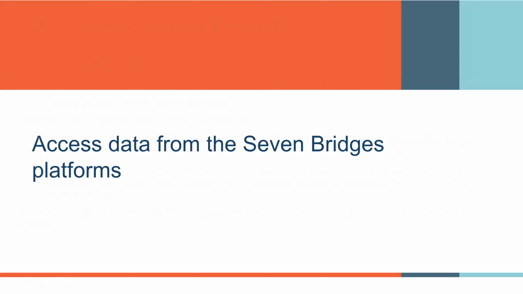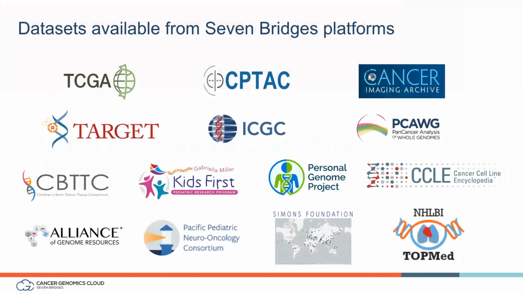So once you've come in and created a project, you can access a whole bunch of different public data sets from the different platforms. So the different platforms allow you access to different data sets, and this is really driven by research area. So a user who is interested in cancer would typically go to the Cancer Genomics Cloud. A user that's doing, let's say, blood research would go to the NHLBI platform.